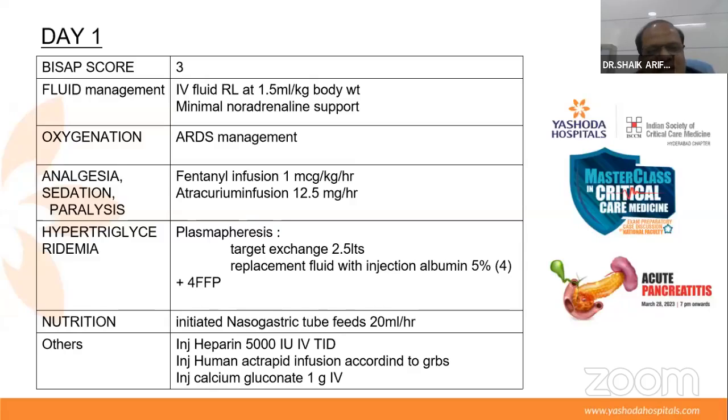How are you going to check the tolerability of these feeds? There is no role for gastric residual volume aspiration, sir. In case of conscious patients, if there is any abdominal pain, or if the pain persists, again review. If the vomiting persists, then we have to think about whether the patient is tolerating or not. Initially you will start, as you have started here, at low volume like 20 to 25 ml per hour.